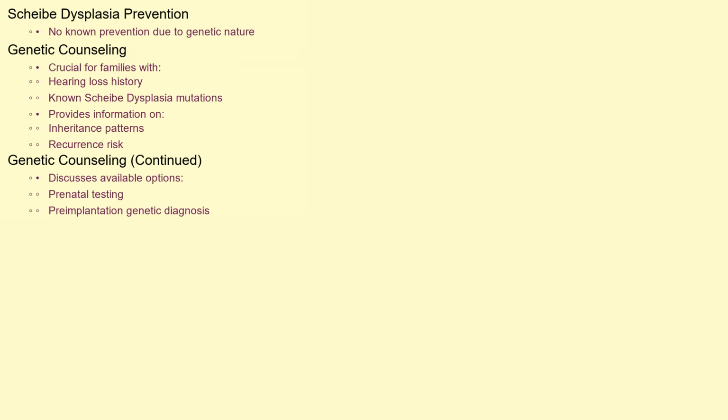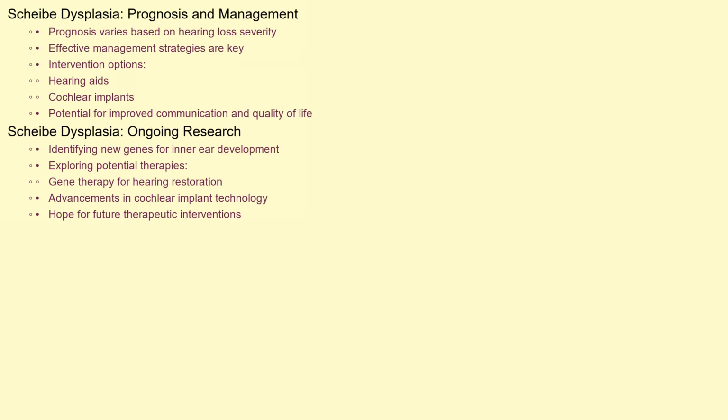Since Scheibe dysplasia is primarily a genetic condition, there is no known way to prevent its occurrence. However, genetic counseling is crucial for families with a history of hearing loss or known mutations associated with Scheibe dysplasia. Genetic counseling can provide information about the inheritance patterns, the risk of recurrence, and available options for prenatal testing or preimplantation genetic diagnosis. The prognosis for individuals with Scheibe dysplasia varies depending on the severity of hearing loss and the effectiveness of management strategies. With appropriate intervention, such as hearing aids or cochlear implants, many individuals can achieve significant improvements in their communication abilities and overall quality of life.